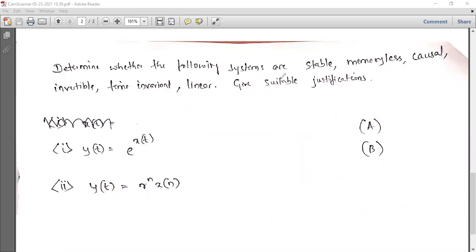Okay, that was that. Y of t equal to e to the power x of t. So what are the properties, by the way? So Ihab, did you try this thing? X of t. So current value only. So this was memoryless, right? Memory. Huh? This was memoryless. Yes, memoryless.